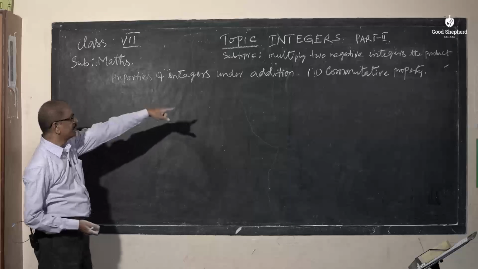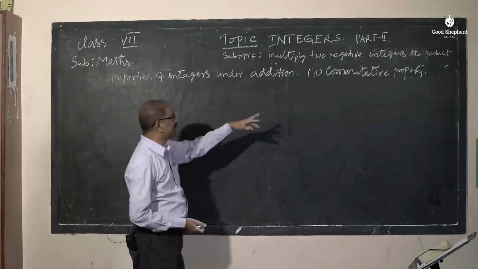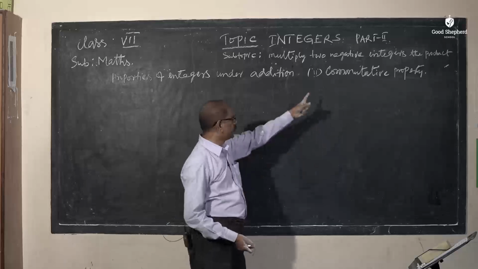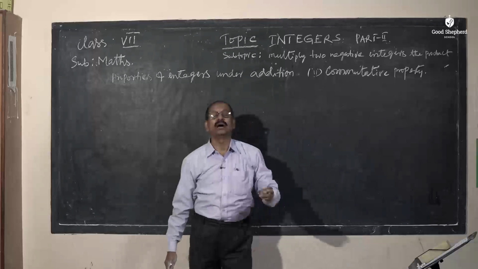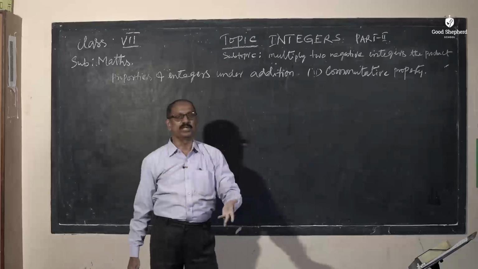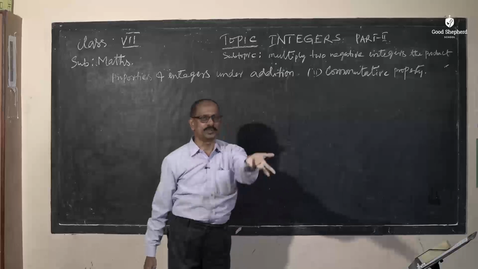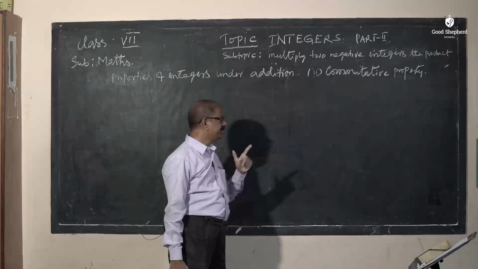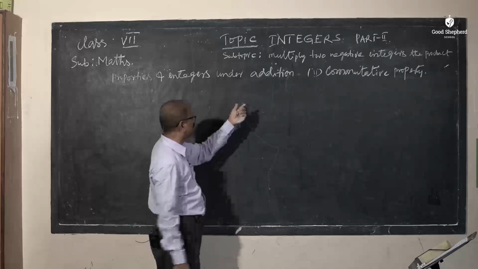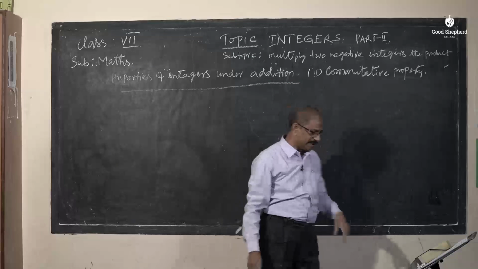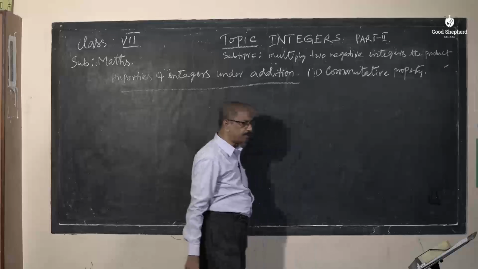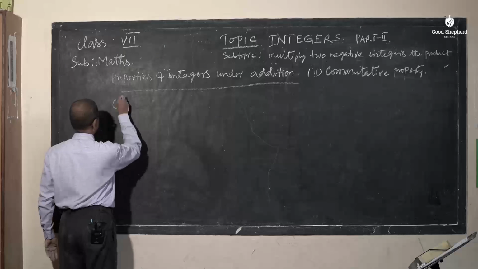The properties of integers under addition, and the properties of integers under multiplication, such as the commutative property under addition and also the associative property under addition. These three properties we are going to learn, and three more properties after that. First is the closure property, under addition.